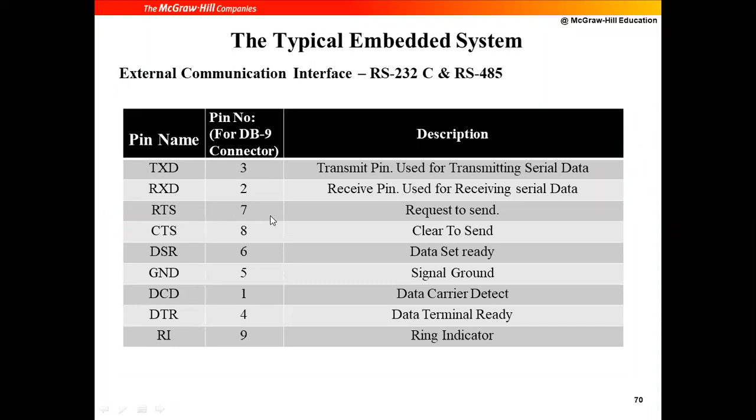The first one is pin number 7. It is the request to send, RTS signal. Pin number 8 is CTS, clear to send. So we will go through the functions and the steps followed in the communication.